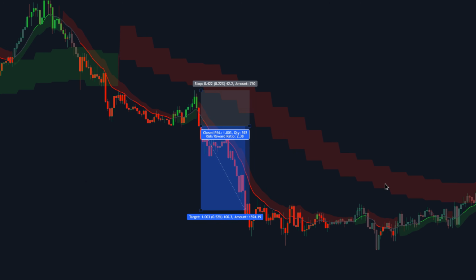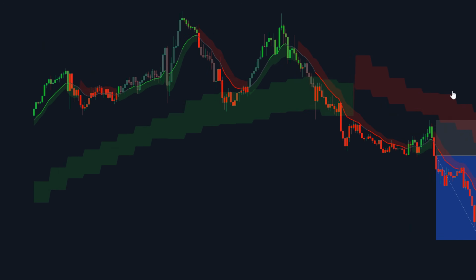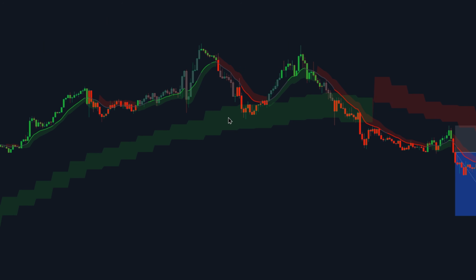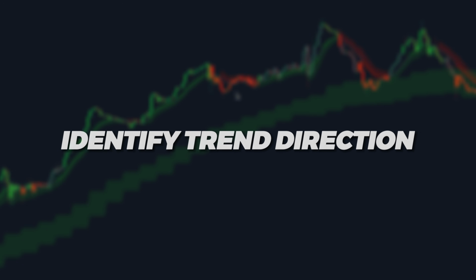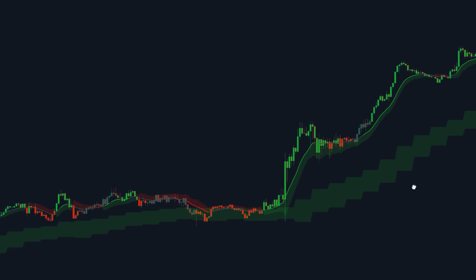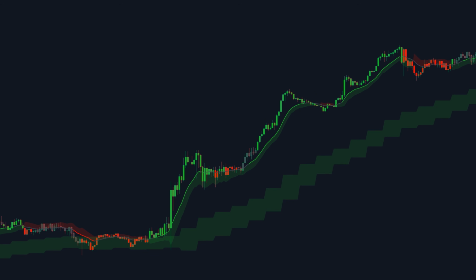Well, of course, you can't use only a trend indicator to place your trades, because you can only use this to identify the trend direction. So we're gonna need an extra indicator for entry confirmations, and we're gonna add it to our chart.